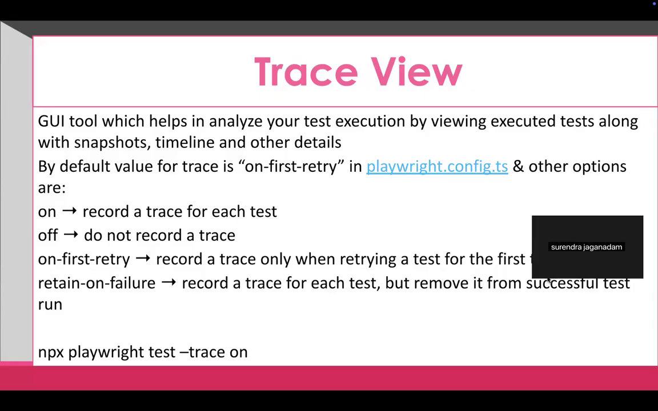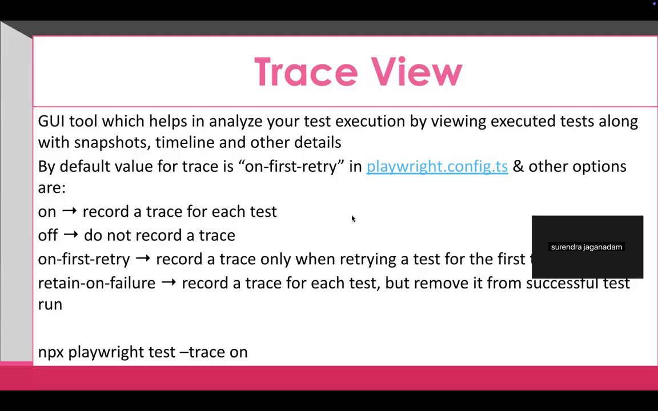As part of this session, we are going to talk about the trace feature that can be enabled on any kind of report. So what exactly is this feature? This is used in order to analyze your test execution. It has snapshots, timelines, and other screenshots. All the details that were enabled, you can find as part of a trace.